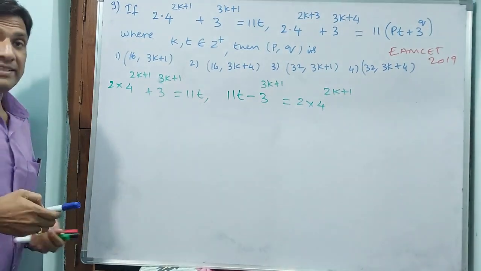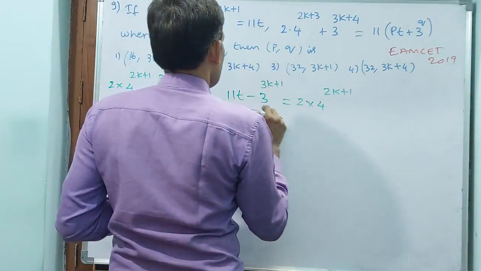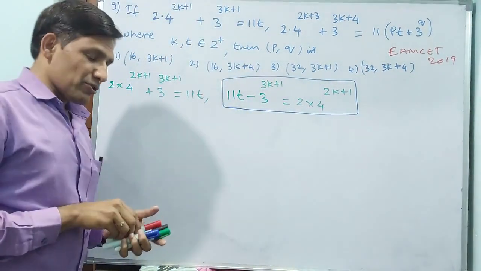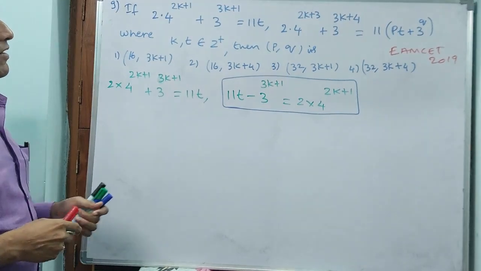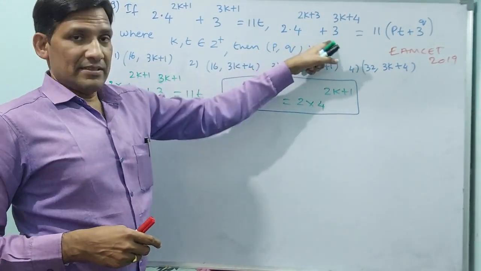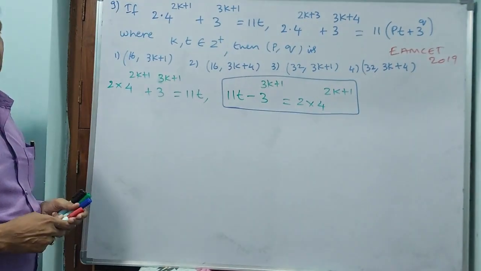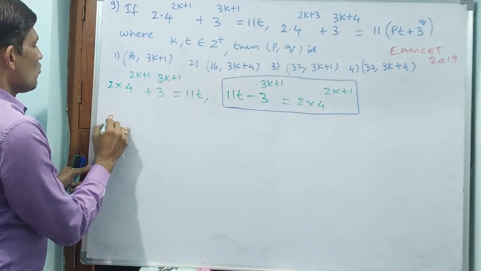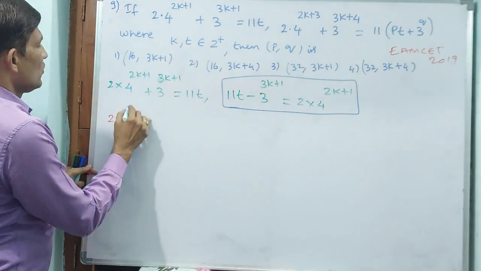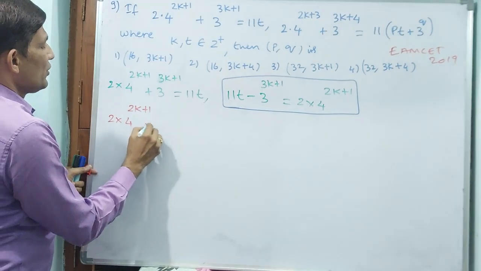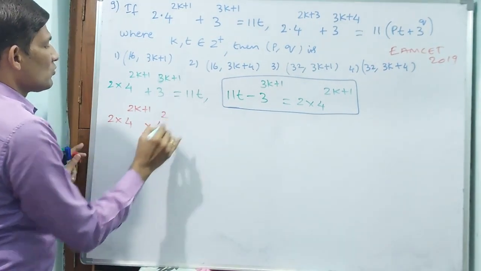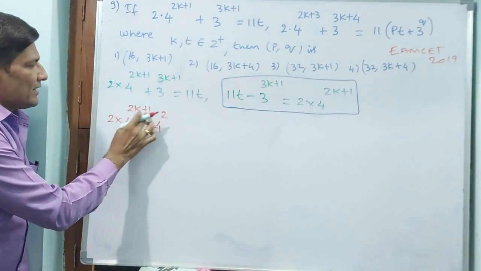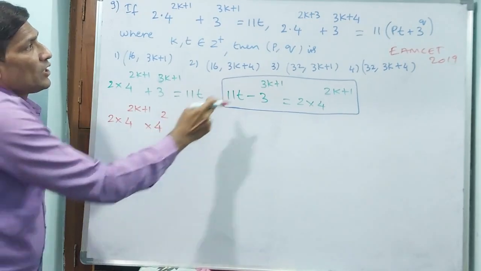Now you take this as an equation or whatever it may be, because in the second equation you have to substitute this. Now in the second equation I am taking only the LHS. You see how I am writing this: 2 into 4 power 2k plus 1 into 4 power 2. Why? Because the bases are same, so powers you can add: 2k plus 1 plus 2, 2k plus 3.